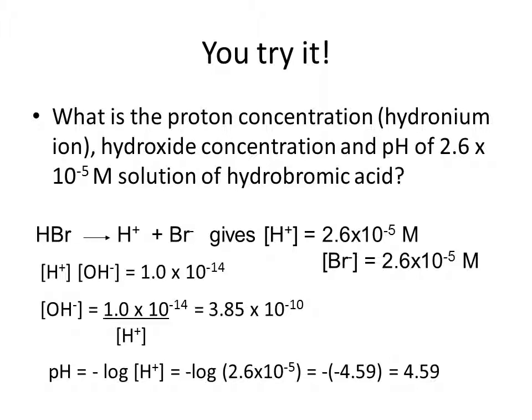to determine my pH. I take my negative log of proton concentration. Now there's two numbers there, 2.6 times 10 to the minus 5 and 3.85 times 10 to the minus 10. Which one is the one that you would use to take your pH? Well, you have to remember that you're taking pH, not pOH, so you look at proton concentration. So I must put the 2.6 times 10 to the minus 5 into my formula. So I take the negative log of 2.6 times 10 to the minus 5, and that gives me a pH of 4.59.